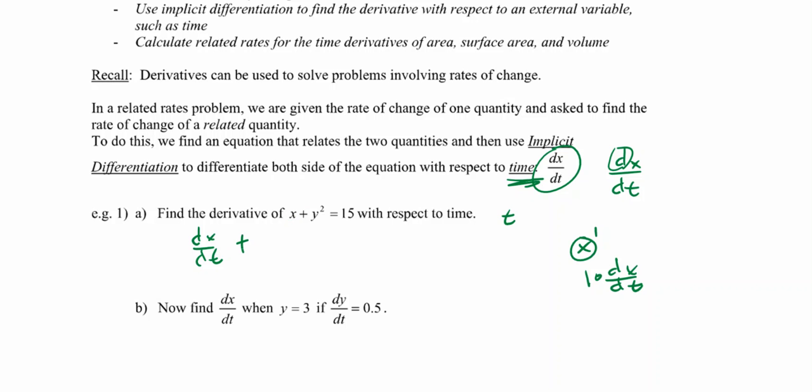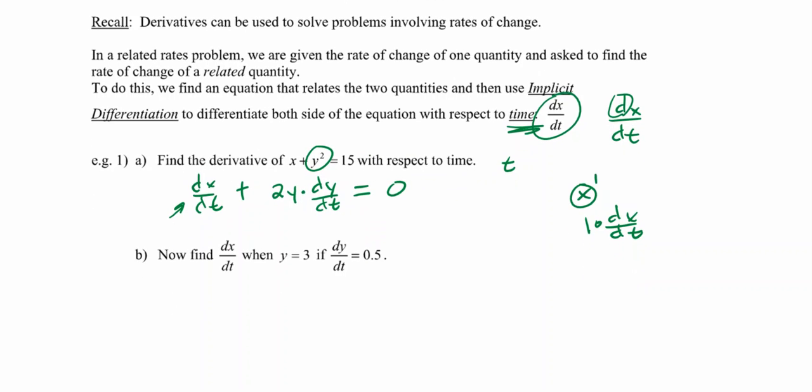Plus now the derivative of 2y with respect to time would be 2, doing the outside there, and then chain rule, doing the inside, times dy dt. So I've got two different rates there: the rate of x changing as time goes by and the rate of y changing as time goes by. That's where we're going to be able to relate different rates. And that's equal to the derivative of 15, which is just zero.